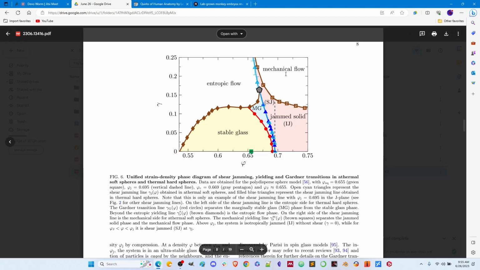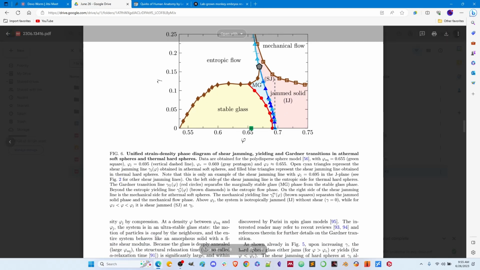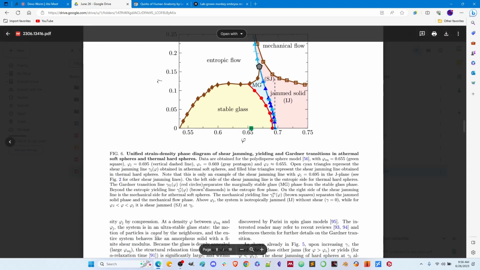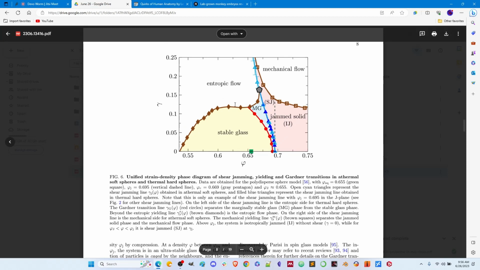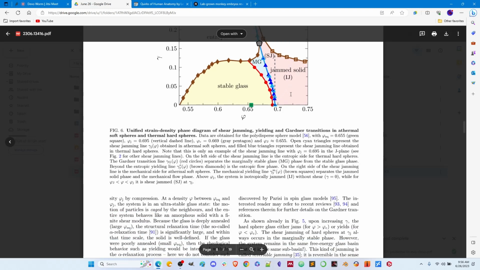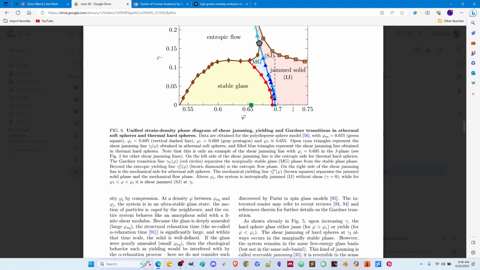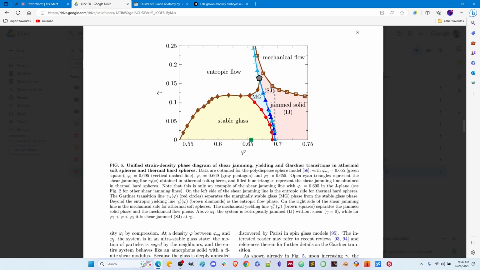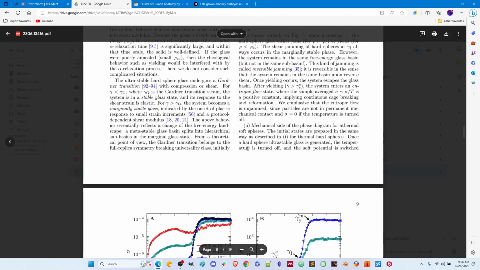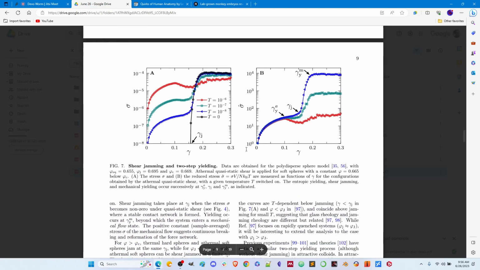So there are these different types of flow, entropic flow, mechanical flow. There's also an entropic yielding line with the brown diamonds. That's the entropic flow phase. This basically characterizes these different regimes. It's telling us that these phase transitions move us from one type of regime to another, and that there are some transitional regimes in there.